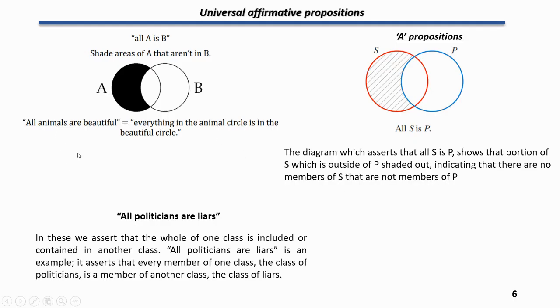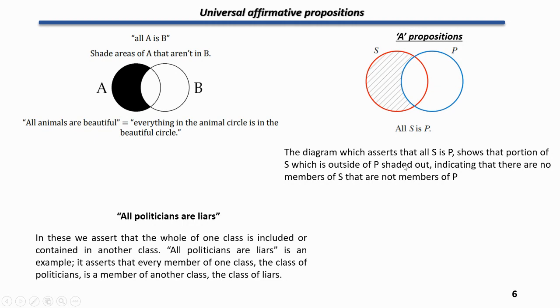So like an example, all animals are beautiful. So everything in the animal circle is in the beautiful circle. If this is A for animal and B for beautiful, then everything in the animal circle will be in the beautiful circle. Okay, so that is the thing.